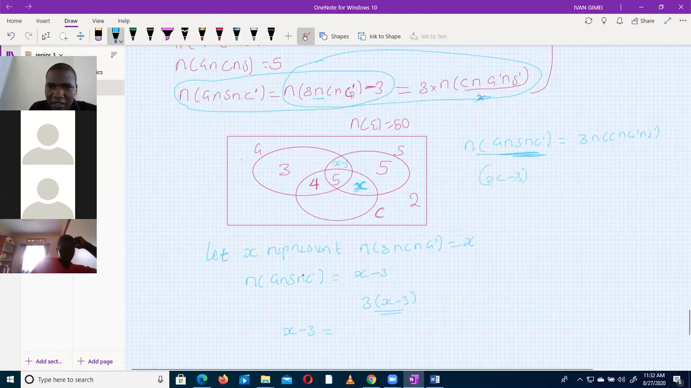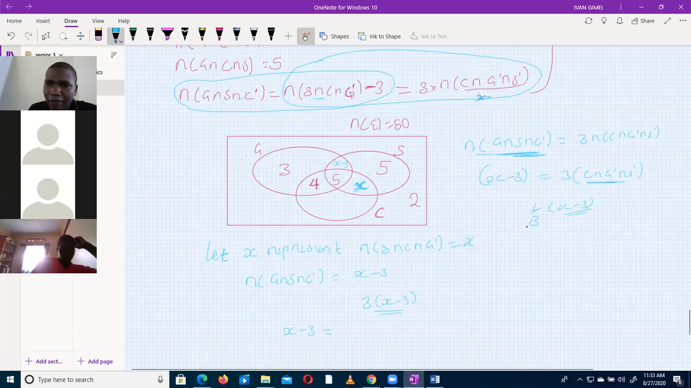That is my G intersection S only, equals 3 into C intersection G complement, I mean, intersection S complement. Now, when I want this one alone to be the same as a third into X minus 3, that's how it's supposed to be. You get it?